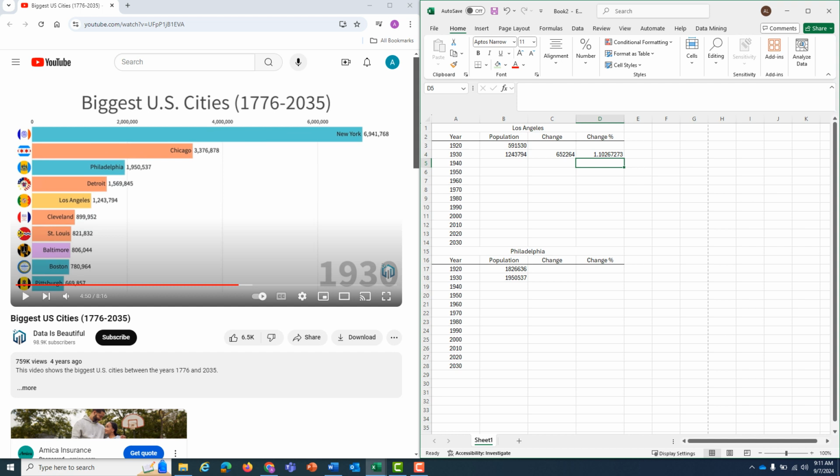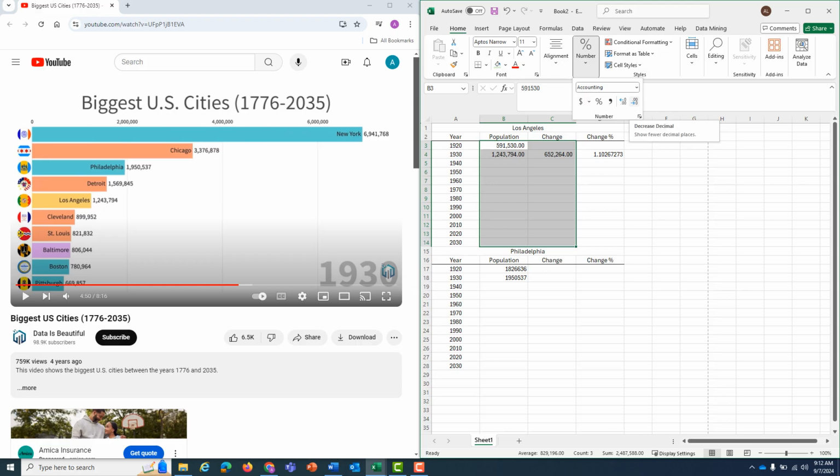Speaking of, this looks ugly. I like to make my numbers look nice. So what I can do here is highlight all of the spots that I want to have for the numbers, the population in terms of how many people there were and what the change was. And I'm going to go to the formatting up here and change it to comma style, which is this little comma right here. I don't want the decimals because you can't have a fraction of a person. So I'm going to decrease the decimal twice. That just looks better to me.